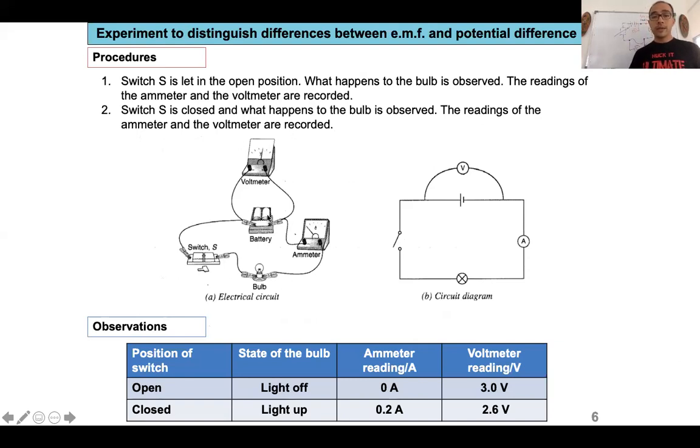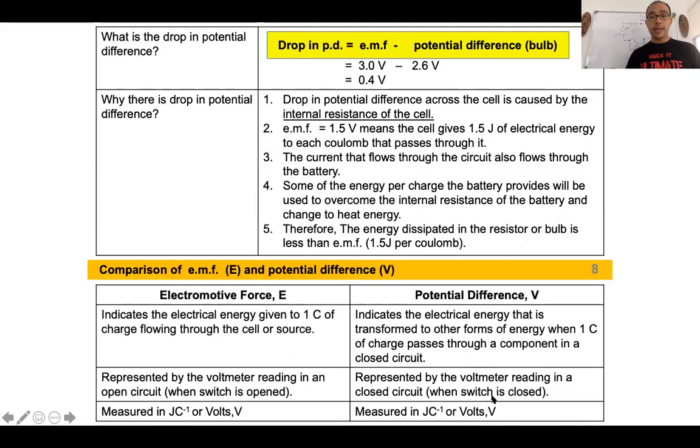So the voltmeter is now placed here near the battery. When I turn off the switch, the circuit is open, so obviously there's no reading on the ammeter, but there will be a reading on the voltmeter. And I said just now, this reading is also known as the electromotive force, the EMF. We find that the voltmeter reading is 3 volts. But in a closed circuit now, the voltmeter becomes 2.6, which means that there is a drop in potential difference, and this drop is 0.4 volts.